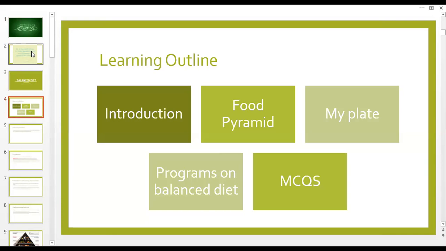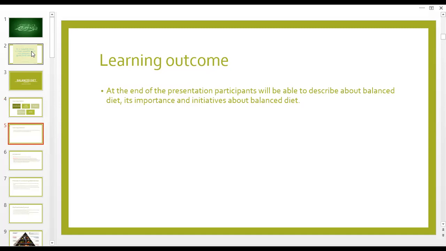Learning outline. I'm going to introduce you to balanced diet, food pyramid, my plate, and we are going to discuss some programs and initiatives on a balanced diet. And at the end, we are going to have an MCQ session. Learning outcome. At the end of the presentation, participants will be able to describe balanced diet, its importance, and initiatives about the balanced diet.